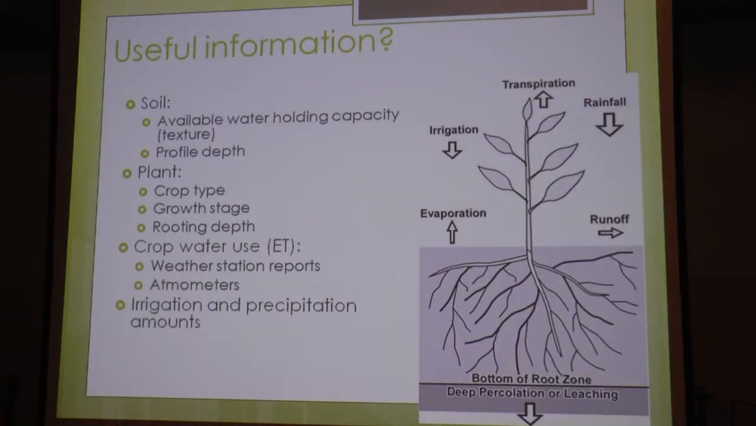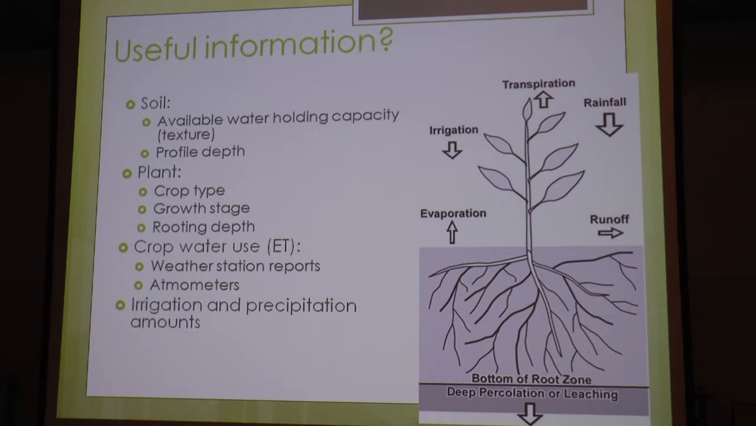And as the bottom bullet said, a combined approach is always a good approach when you're scheduling irrigation using a wide variety of information. So what's useful information to better manage your water? Obviously, knowing more about your soil, what is your available water holding capacity, what's your profile depth of that soil. The plant, the type, obviously, corn versus alfalfa versus dry beans have dramatically different rooting depths and the growth stage of that crop.